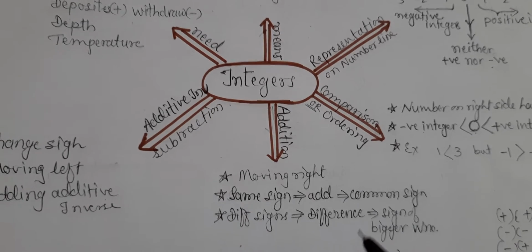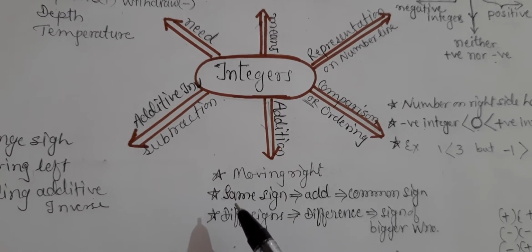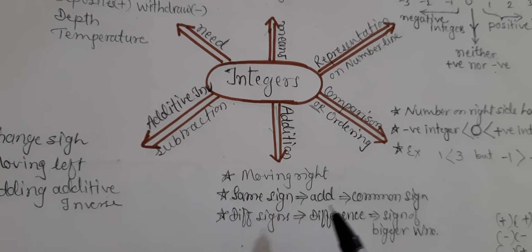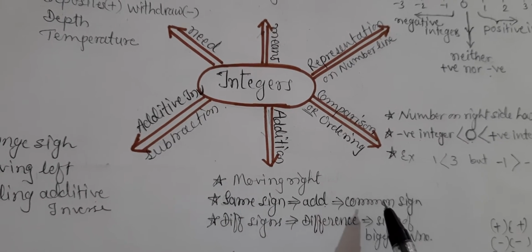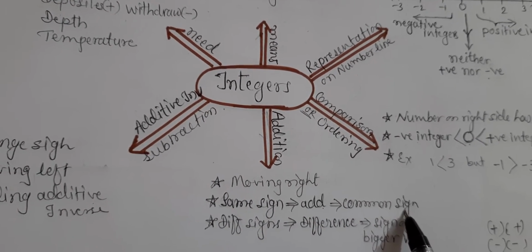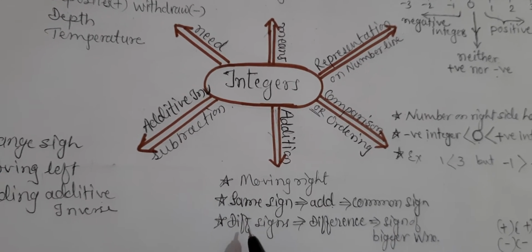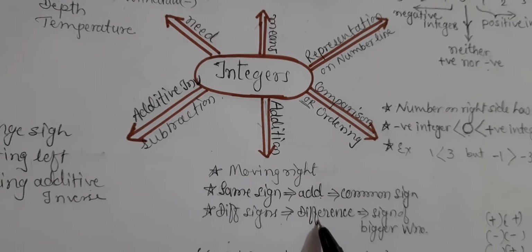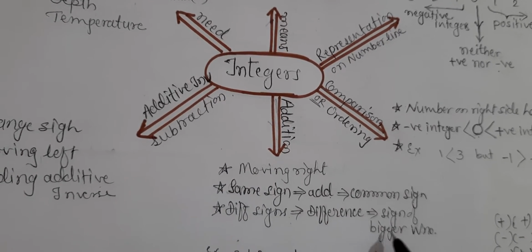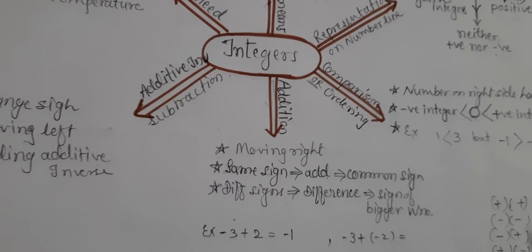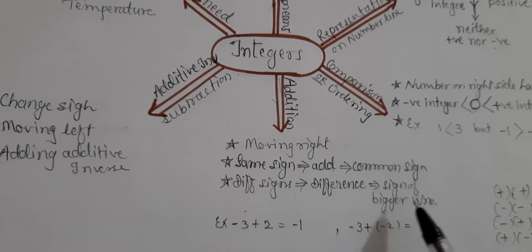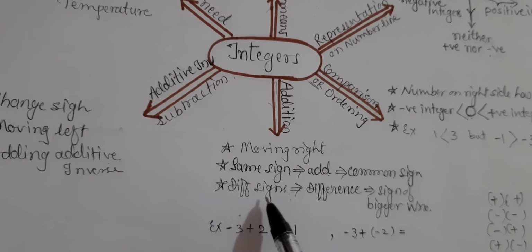Okay, now which integers should we add? If the sign is the same, then we should add, and give the common sign. If the integers have different signs, then we should find the difference, and give the sign of the bigger whole number. We add or subtract integers the way we do whole numbers, but we have to take their signs into consideration.